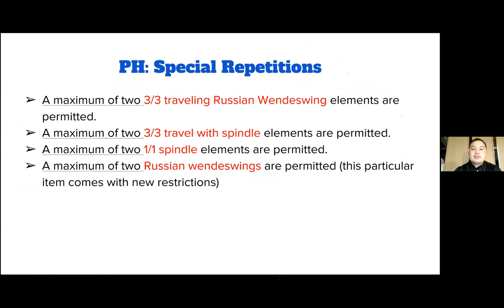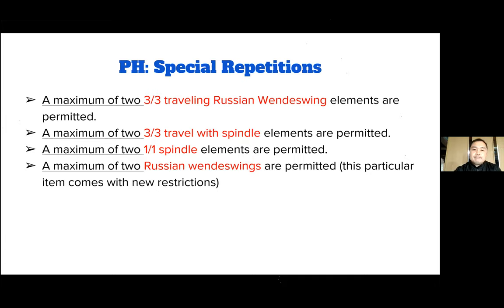Special repetition: a maximum of two, three, and third traveling Russian wind swing elements are permitted. A maximum of two, three, and three trebles with spindle elements are permitted. A maximum of two full spindle elements are permitted. A maximum of two Russian wind swings are permitted. These particular items come with new restrictions.